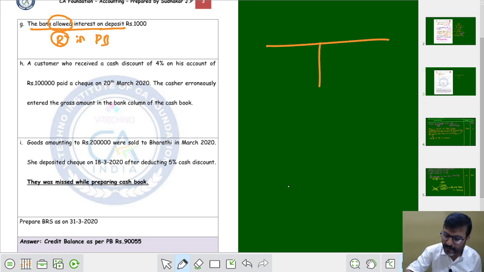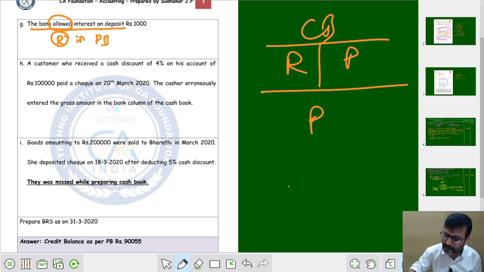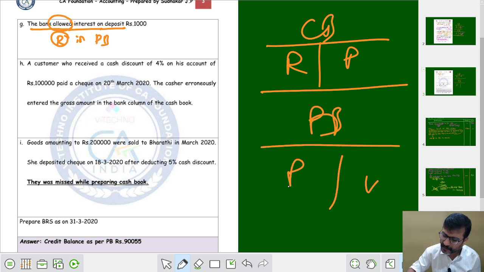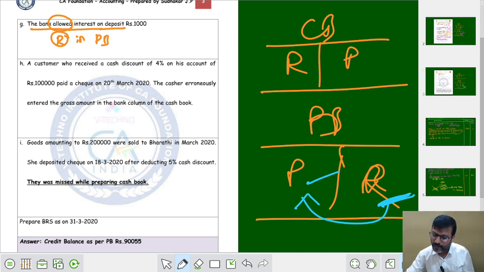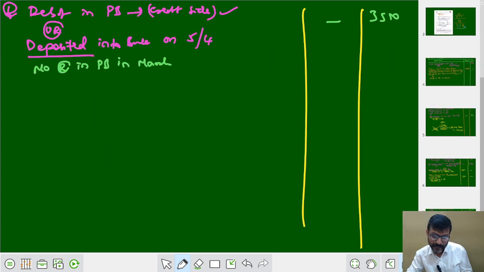See here, we have a cash book. Every time I used to write, here we have a receipt and payment. Passbook, there is a payment and the receipt. See what happened. Banker allowed the interest. Means what? Receipt in where? Receipt in passbook. Means credit in passbook. So where we have to take? We have to take it in debit side. So what is the entry for that? Banker allowed interest. That is, what is the point number? G.